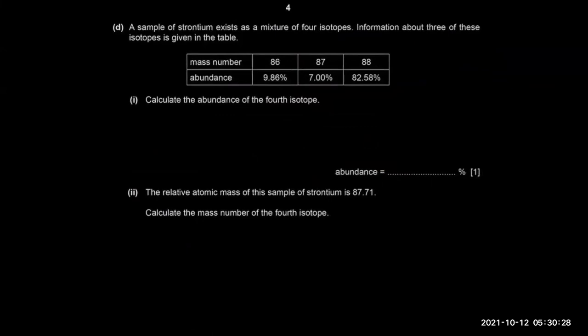A sample of strontium exists as a mixture of four isotopes. Information about three of these isotopes is given in the table. Calculate the abundance of the fourth isotope. How do we calculate it? We don't know the fourth isotope, we need to calculate its abundance. They're saying there's a total of four isotopes, so the abundance of the four isotopes adds up to 100, right? So let's call this X percent. So we can say X plus 9.86 plus 7 plus 82.58 is equal to 100. So what does the X value come out to over here?